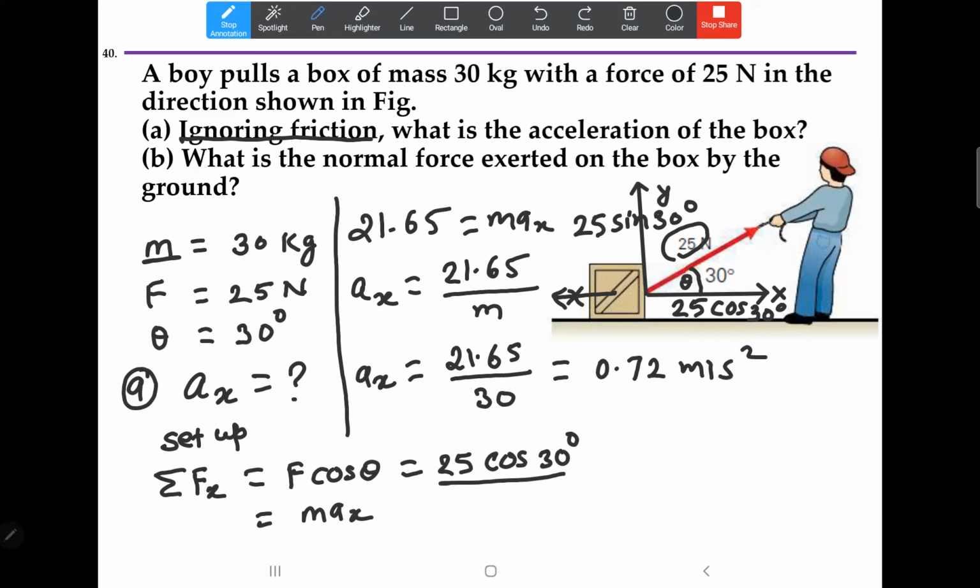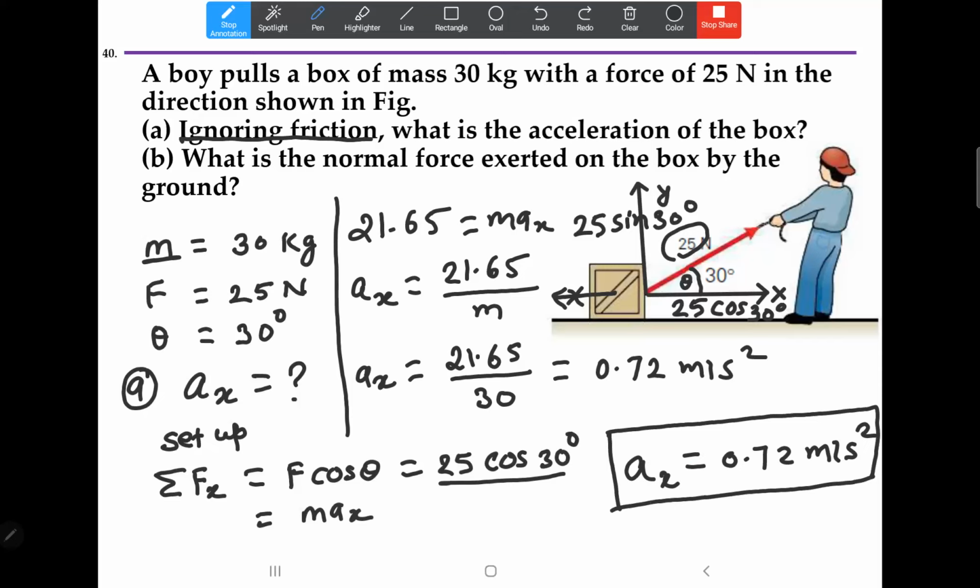Everything is in the SI system, so I don't carry units throughout my calculation, but if all the units are in the SI system, we can write the unit of acceleration in meter per second squared. So the x acceleration a_x is 0.72 meter per second squared. This is our first answer.